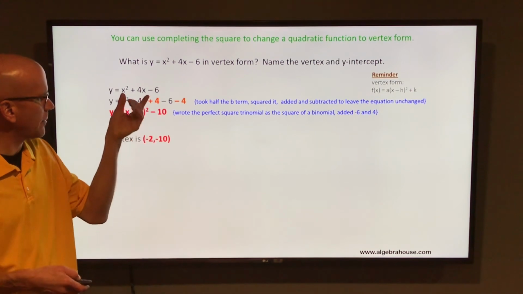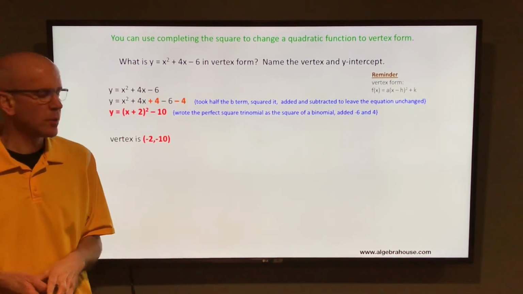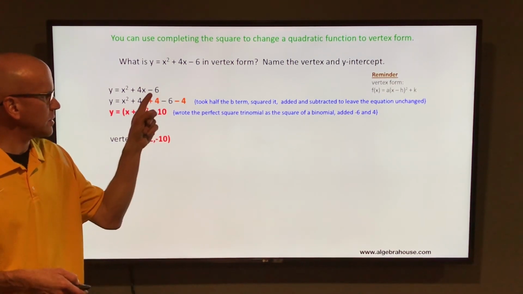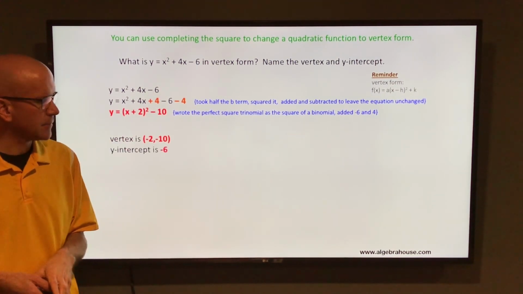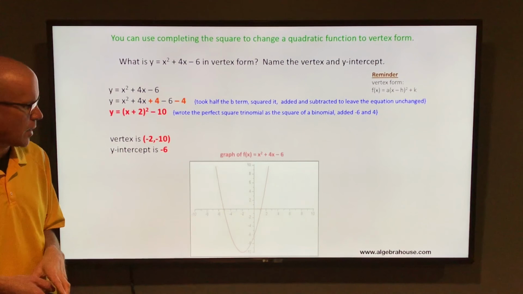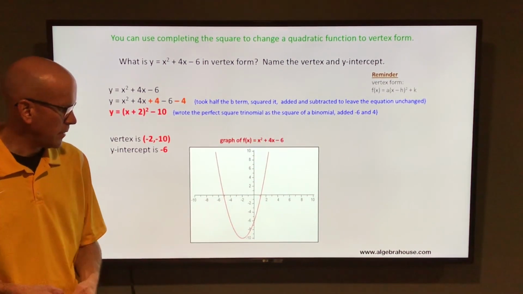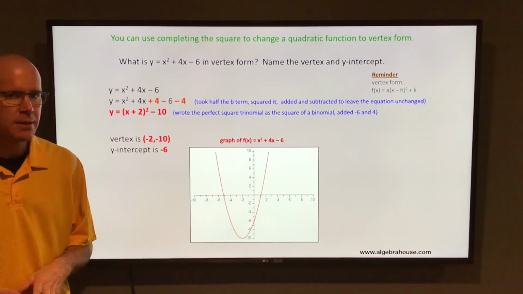So when I graph this quadratic equation, you're going to see the vertex is located at negative 2, negative 10. You're also going to see that the y-intercept is negative 6. So if we graph that, the vertex is negative 2, negative 10, and the y-intercept you can see is negative 6.